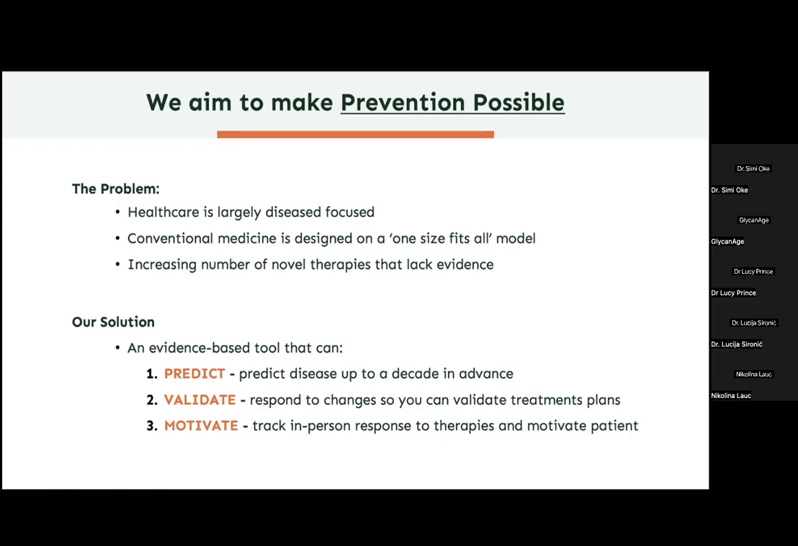It's an evidence-based objective tool which aims to predict disease and can do so up to a decade in advance. I'll talk you through some of the research we have on that. But it can also be used to validate. Many of the doctors and partners we work with have various protocols, but to understand if a protocol is working for a patient, you often need a personalized test. And that is what GlycanAge offers, a personalized objective test.